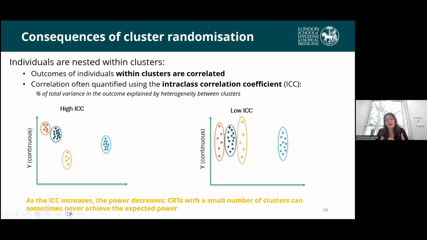And this has consequences, because as the ICC increases, the power will decrease quite a lot. And there are even situations with a small number of clusters where, even if we include more and more participants within clusters, we will never reach the expected power. And this is something to keep in mind as well when we move to the emulation with observational data, as the power of our study may be quite low.